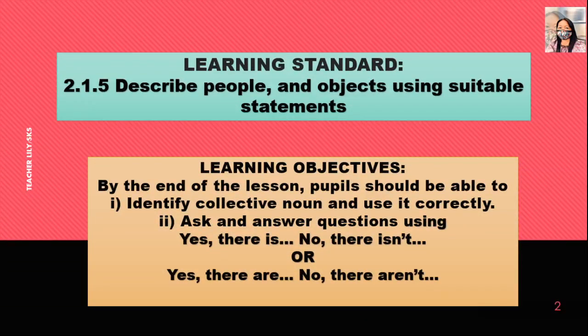The learning standard for this lesson is 2.1.5. Describe people and objects using suitable statements. And the learning objectives are: by the end of the lesson, pupils should be able to: number 1, identify collective nouns and use them correctly, and number 2, ask and answer questions using yes there is, no there isn't, or yes there are, no there aren't.